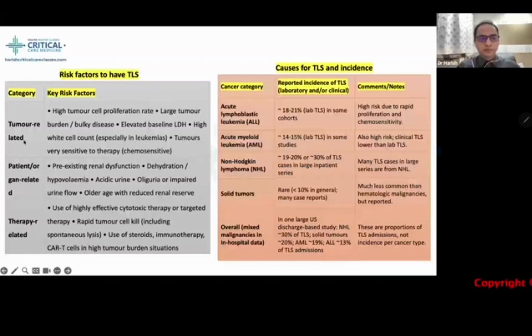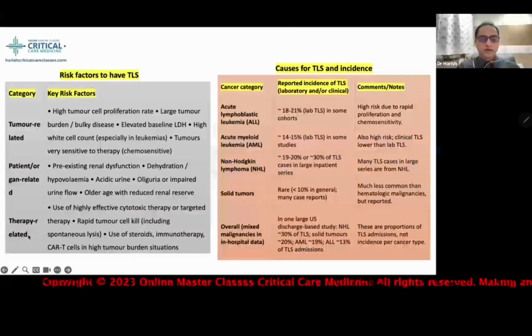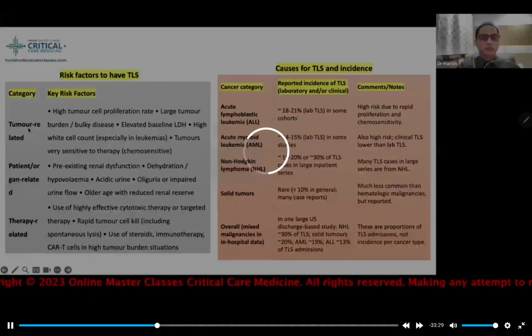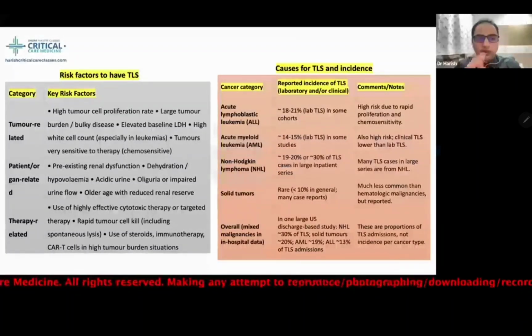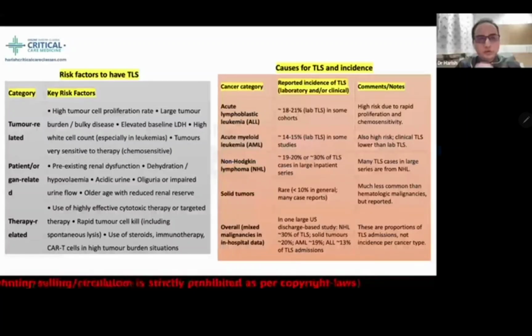There are tumor-related risk factors, patient or organ-related risk factors, and therapy-related risk factors. If you see the tumor-related risk factors: high tumor cell proliferation rate, which we call the tumor proliferation rate, large tumor burden or bulky disease, already elevated baseline LDH, high white cell count especially in leukemia, and a tumor which is very sensitive to chemotherapy, a chemosensitive tumor.